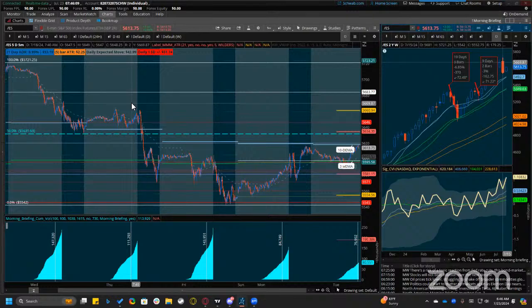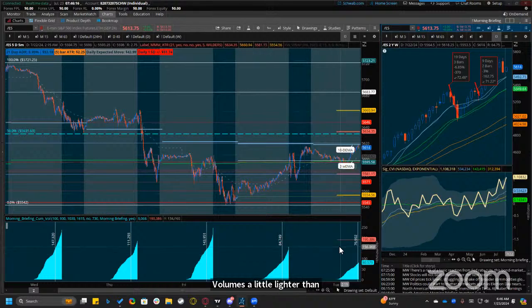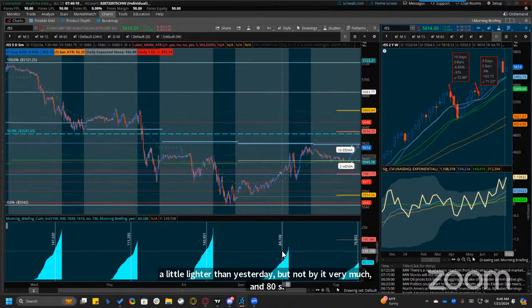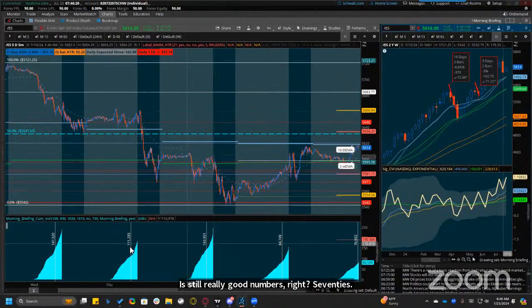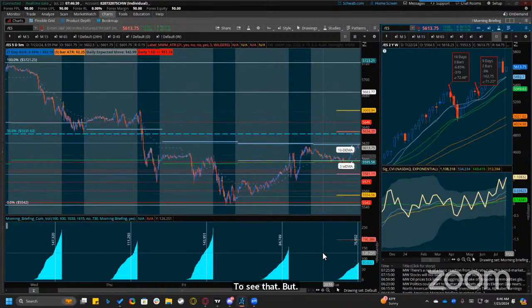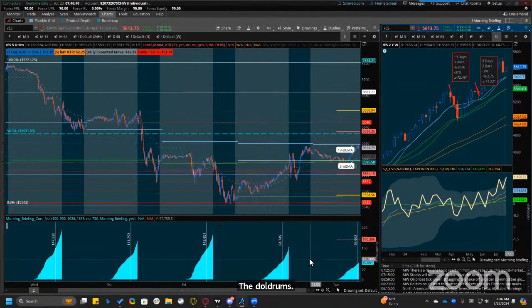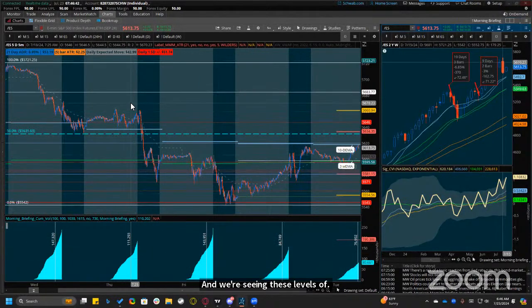No market maker move this morning. They're not hedging. Volume's a little lighter than yesterday, but not by very much. And 80s is still really good numbers, right? 70s, 80s, that's great. These 140s and 100s, those were outsized numbers. Impressive to see that, but that's not the norm. Even getting numbers in the 70s, I mean, think of what part of the year we're in, right? This is supposed to be low trading volume, the doldrums, and we're seeing these levels of trading activity, but no hedging.